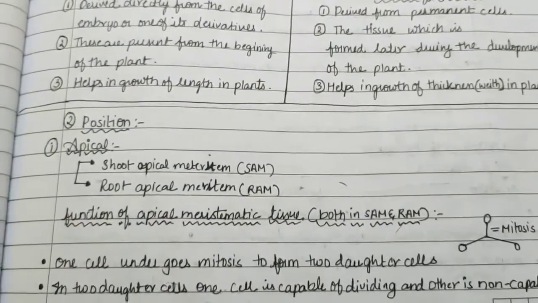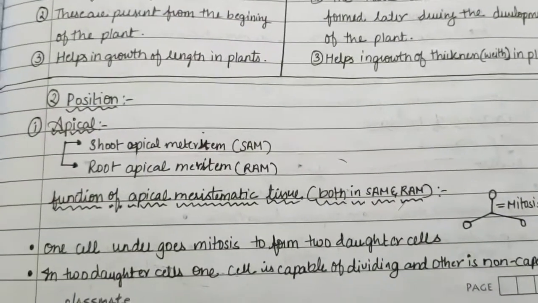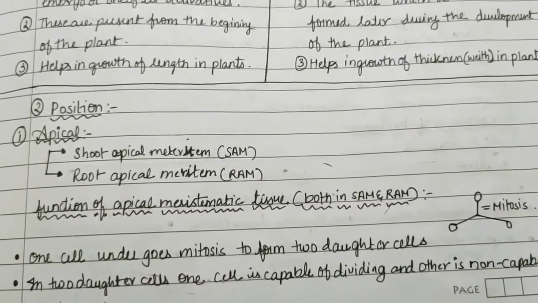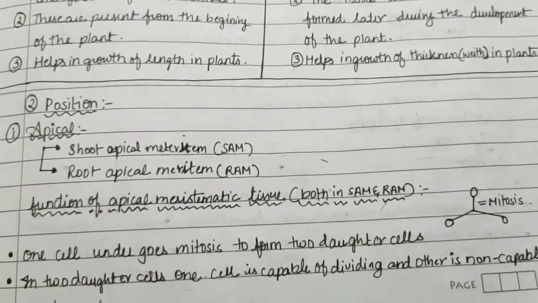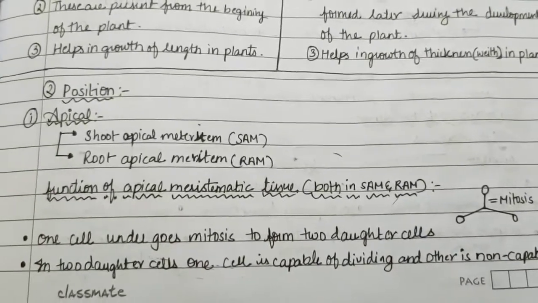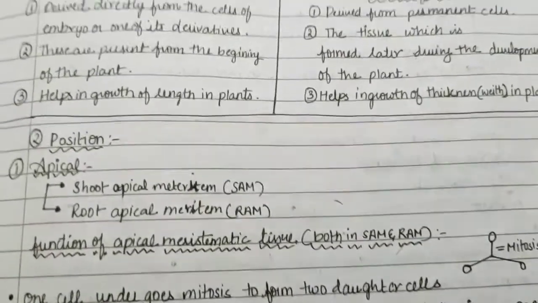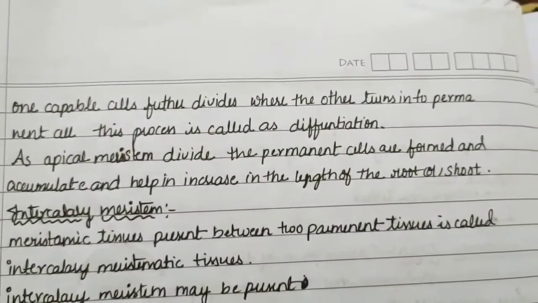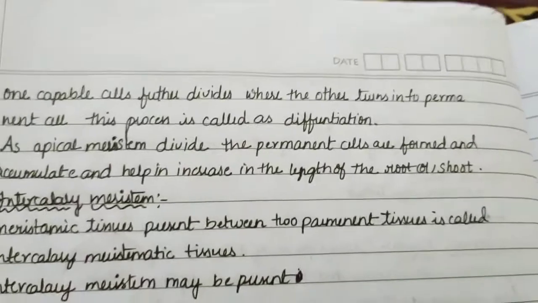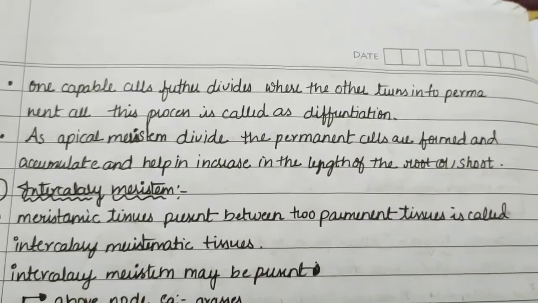Now, let us move on to the other type of meristem with respect to position. First is apical meristem. Apical meristem is of two types: shoot apical meristem (SAM) and root apical meristem (RAM). The function of apical meristem tissue, both in SAM and RAM: first, one cell undergoes mitosis to form two daughter cells. Of the two daughter cells, one has the capability of dividing and the other does not. The one which has the capability further divides to form two other cells. The one which does not have the capability forms permanent tissues and accumulates to increase the length of the root or shoot.